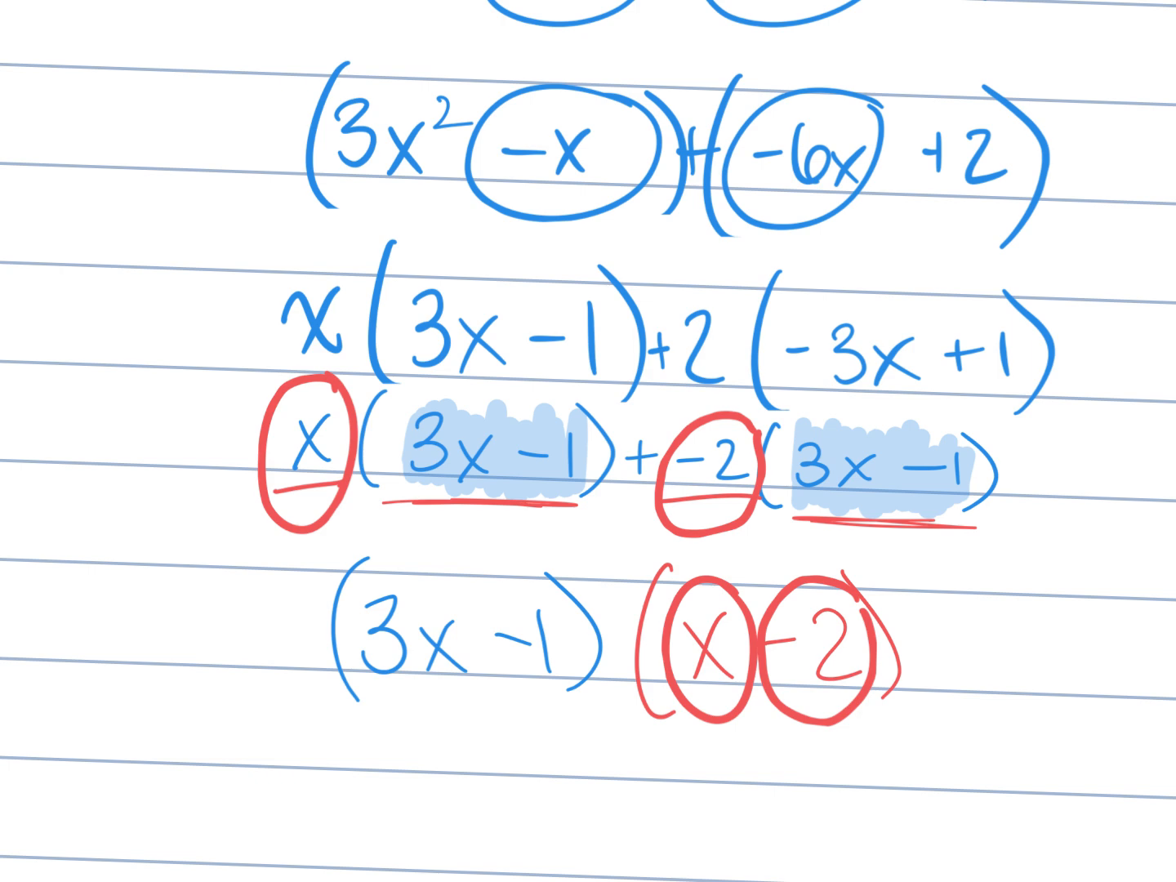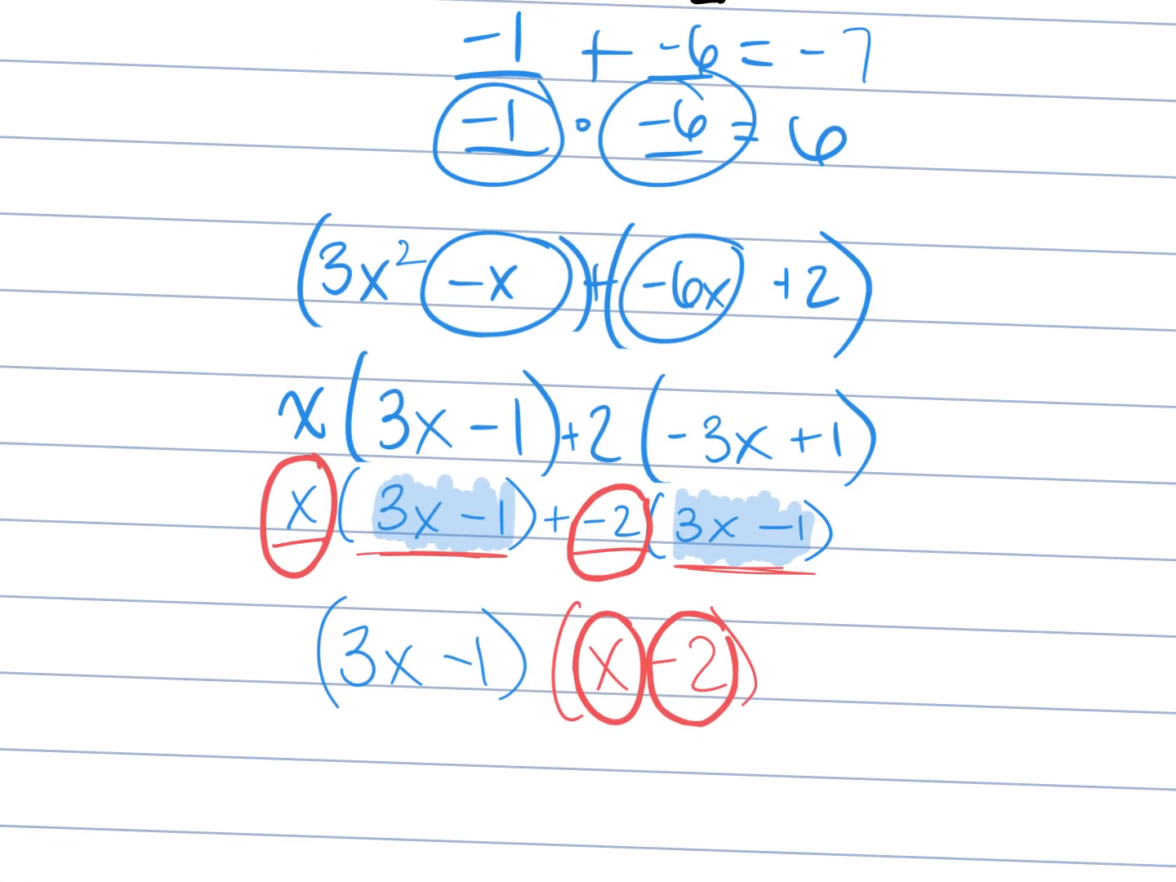At the top where it's negative x and negative 6x, does it have to be like that? No. You could put negative 6x and negative x and you'll get the same answer. Your common factor will be x minus 2, and your GCFs will be 3x and negative 1. Cool.